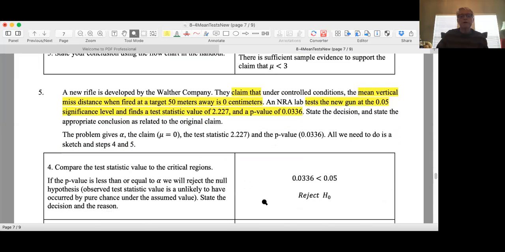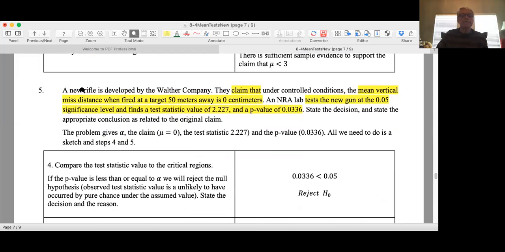Let's go to the next problem. We have a new rifle developed by the Walther Company. They claim that under controlled conditions, the mean vertical miss distance when fired at a target 50 meters away is 0 centimeters. An NRA lab tests the new gun at the 0.05 significance level and finds a test statistic value of 2.227 and a p-value of 0.0336. State the decision and state the appropriate conclusion as related to the original claim.